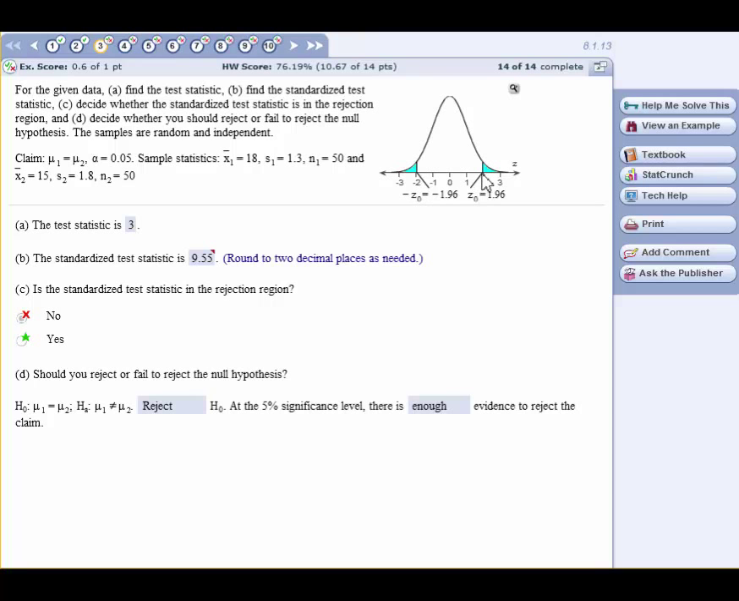And because we've got a two-tail test, the rejection zone is these blue areas on the two tails. So is 9.55 in that area? Well, yeah, 9.55 is way over here somewhere. So it's definitely in the rejection zone. Should you reject the null hypothesis? Yes. We reject the null, and at the 5% level of significance, there is enough evidence to reject the claim, which is the null.